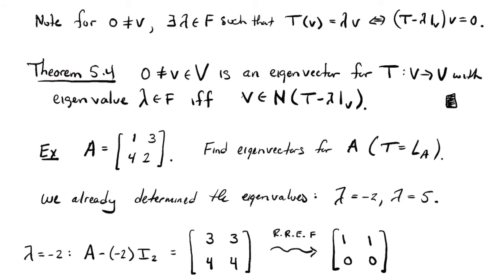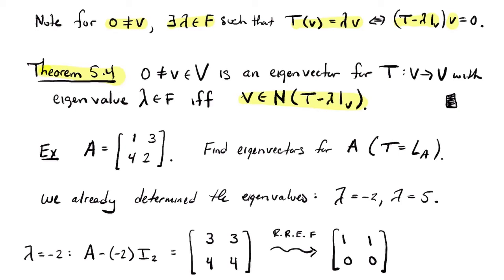Okay, so if we just stop and make an observation, if you give me a non-zero vector that's an eigenvector for an operator t, so there's some scalar lambda such that t of v is lambda times v, well then that v would be an element of the null space of the operator t minus lambda times the identity. So you can think about an eigenvector just being an element of the null space of some other linear operator. That's what theorem 5.4 says, that a non-zero vector is an eigenvector for t with an eigenvalue lambda if and only if it belongs to the null space of the operator t minus lambda times the identity.